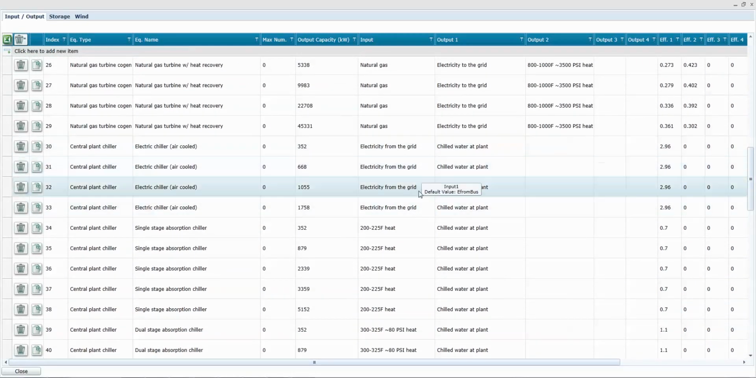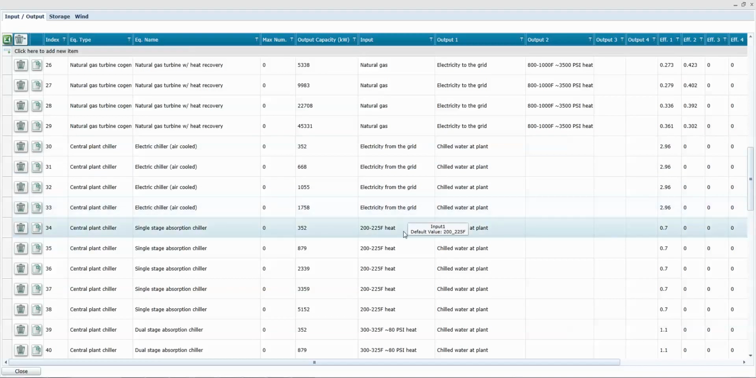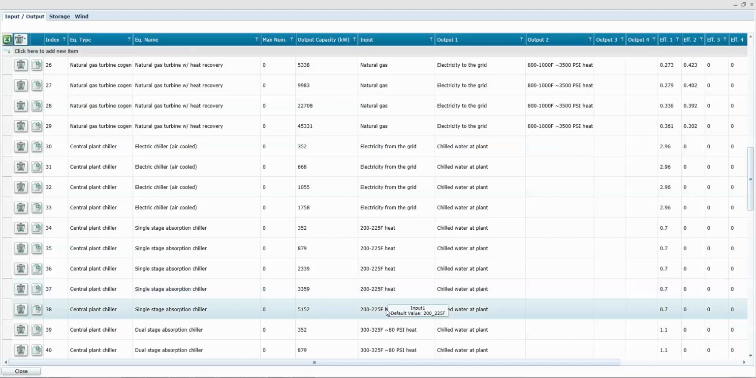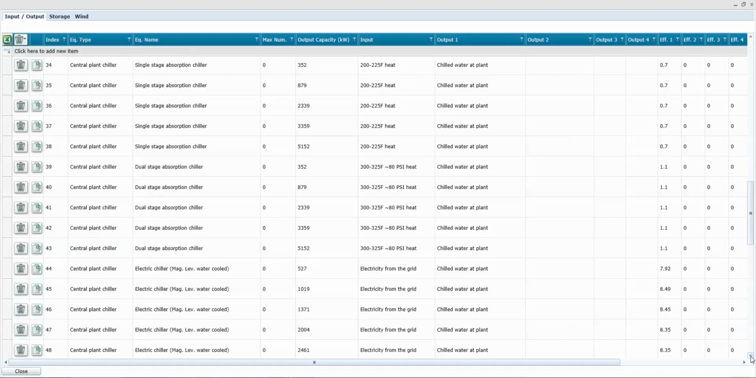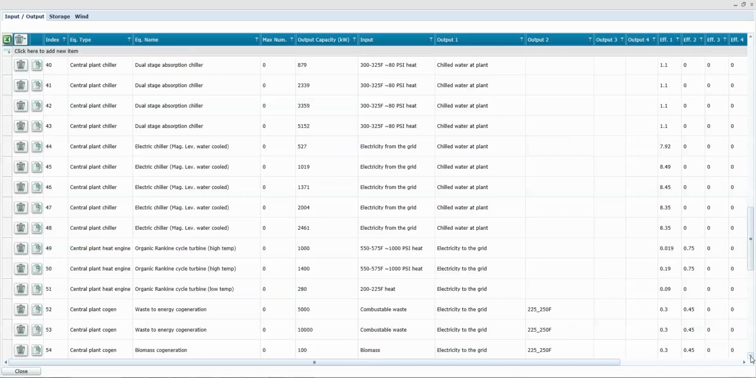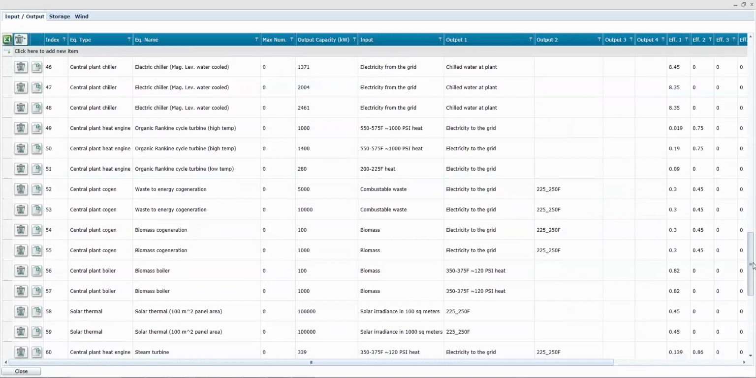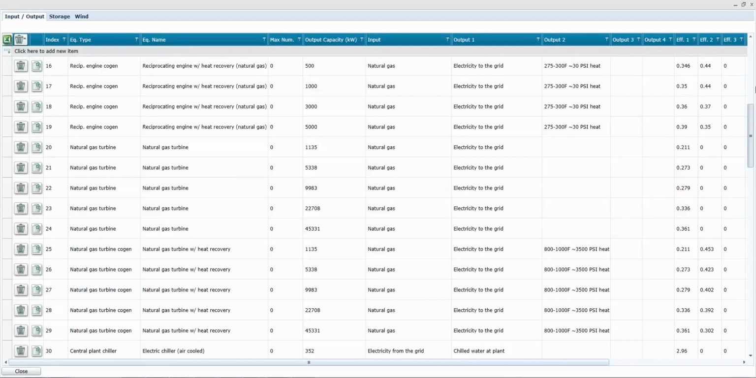Electric chillers that are air-cooled, again these are larger pieces of equipment, something for a central plant, not necessarily building scale. Absorption chillers that are single stage, and then dual stage absorption chillers. You may not have heard of all of these pieces of equipment. It wouldn't be uncommon. These again are specific to central plants and uncommon at this scale, at least for buildings. Electric chillers that are higher efficiency electric chiller, organic Rankine cycle turbines, just a lot of different types of equipment that can be looked at and analyzed for use with multiple buildings.